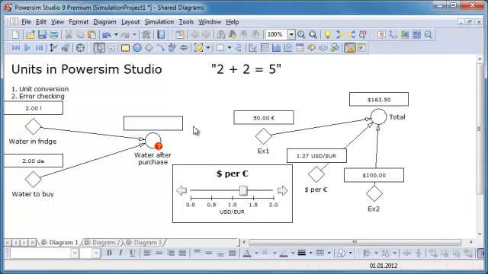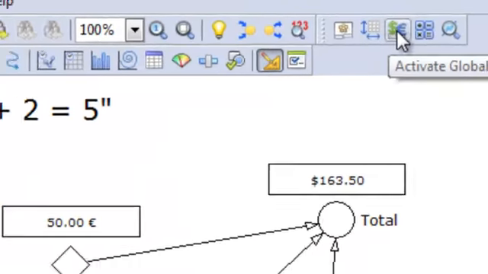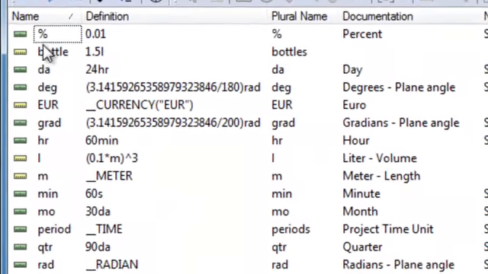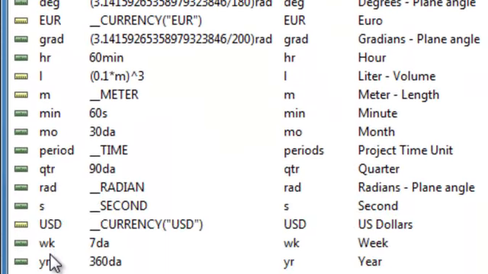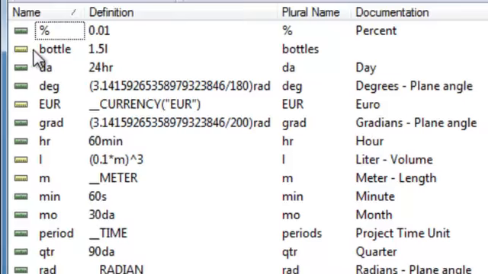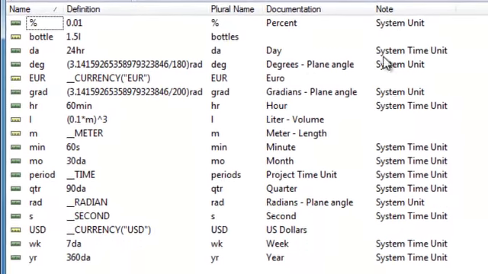Is this a black box? What's happening behind all this? Sometimes you may want to get an overview over all your units. To see those, you can click this unit icon. Here you have a list of all the units in this model. You see some are yellow and some are green. The yellow ones are those we have defined ourselves. The green ones are system units.